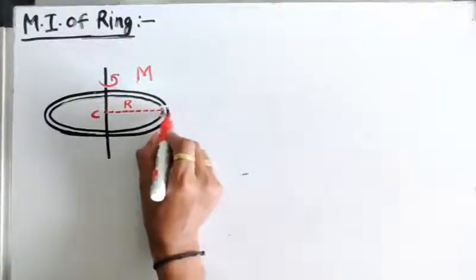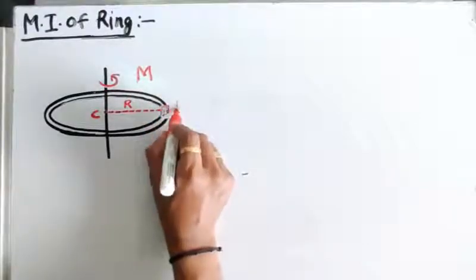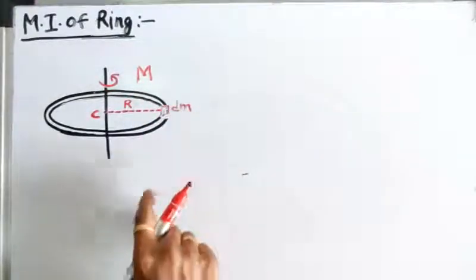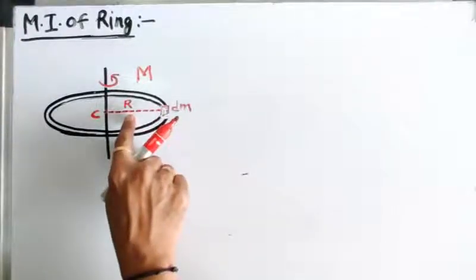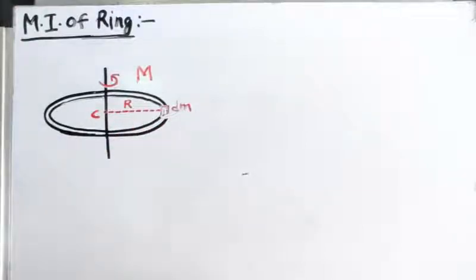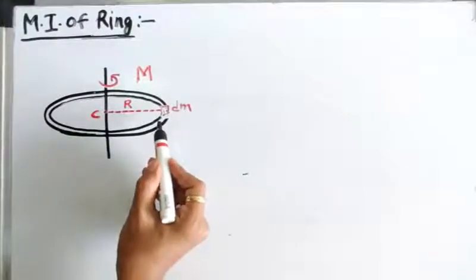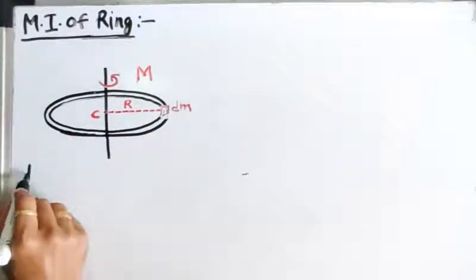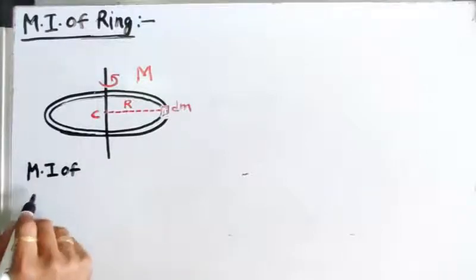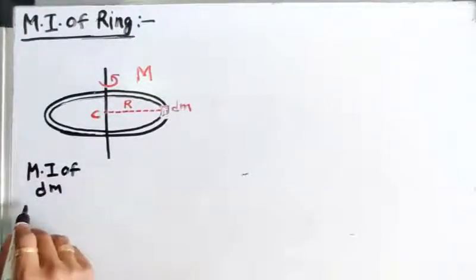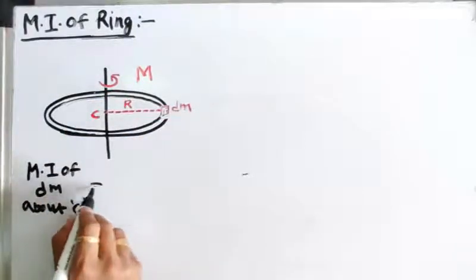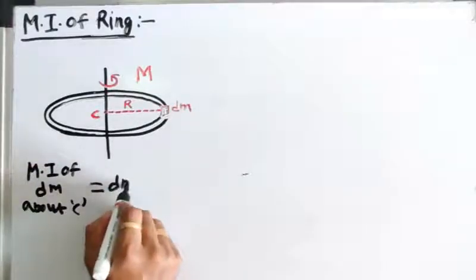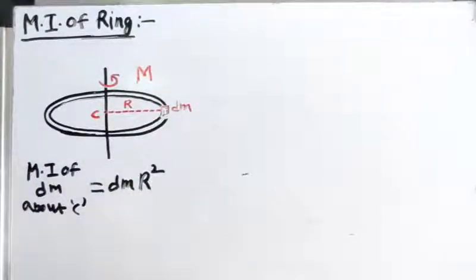Consider one such element of mass dm present at this point. So this is the mass of the element dm, which is on the circumference of the ring and which is at a distance capital R, which is nothing but the radius of the ring from the axis of rotation. Therefore, moment of inertia of this element about this axis of rotation can be written as moment of inertia of element dm about axis of rotation, that is about C. We can write it as dm into r square.